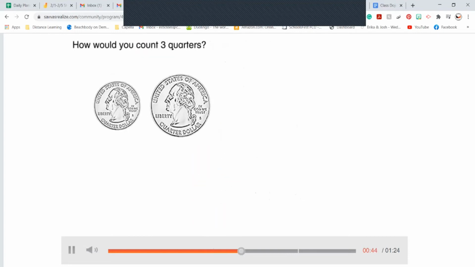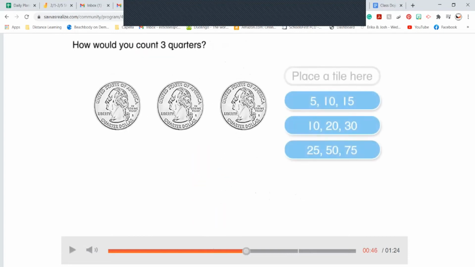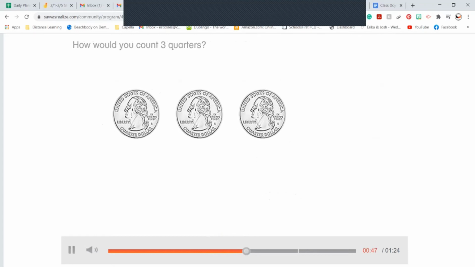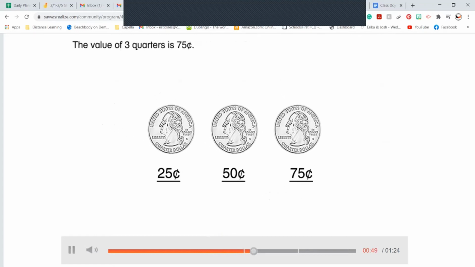How would you count 3 quarters? Select your answer. Each quarter is worth 25 cents. So we would have to count by 25. So we'd go 25, and then 25 more would be 50, and then 25 more would be 75. So 25, 50, 75. The value of 3 quarters is 75 cents.